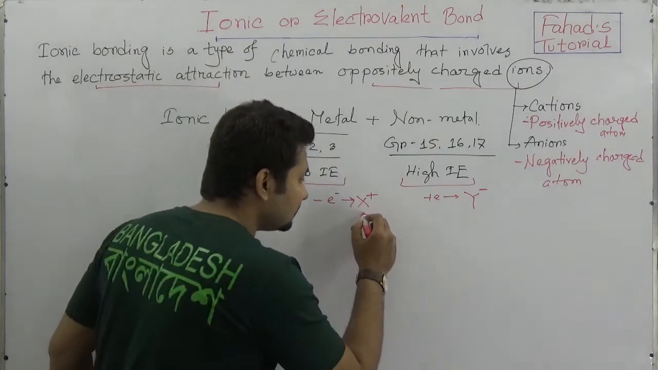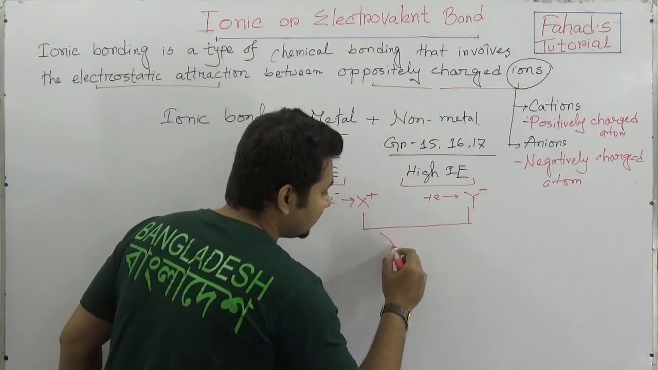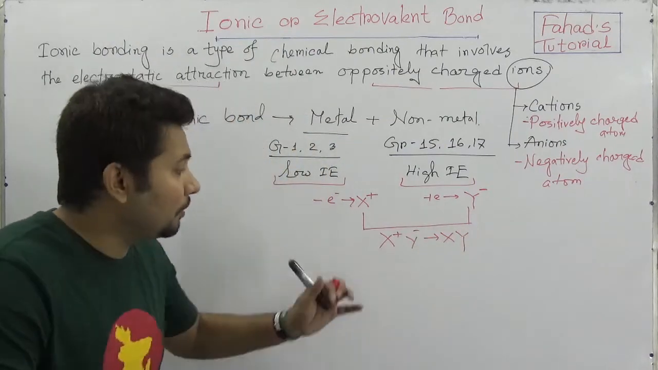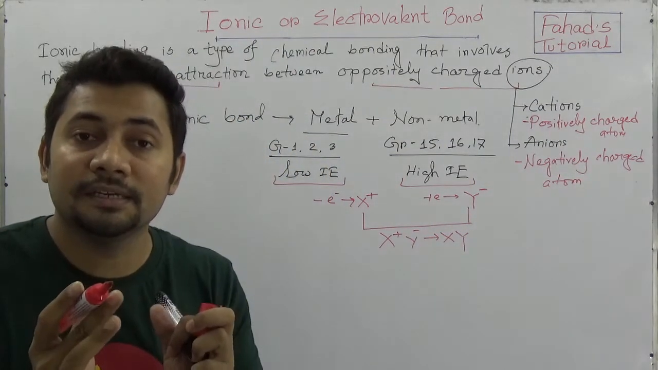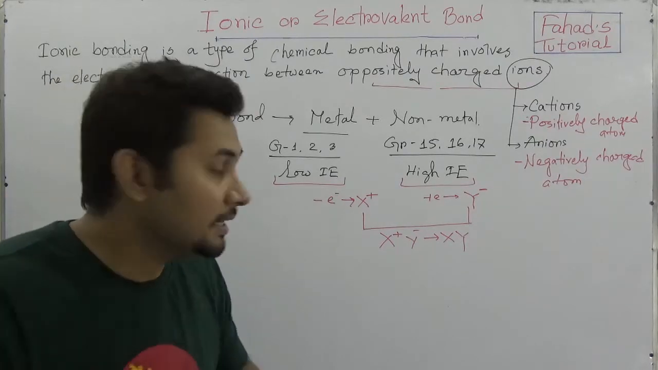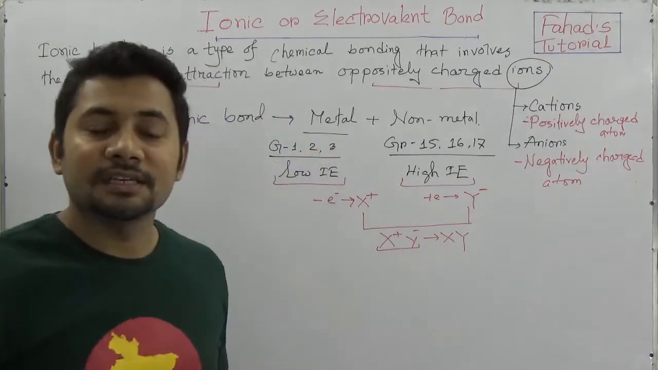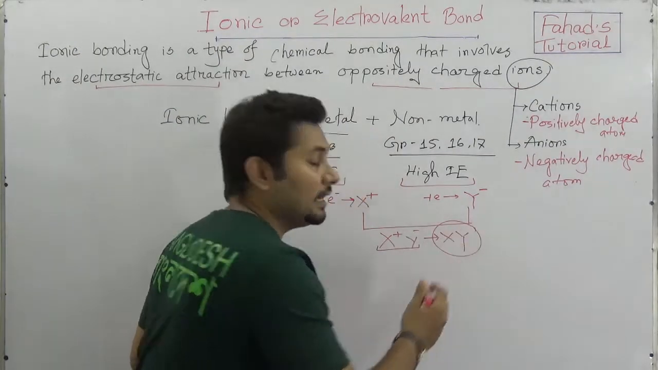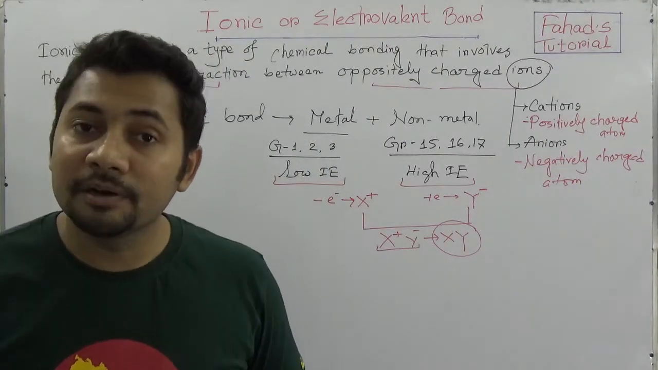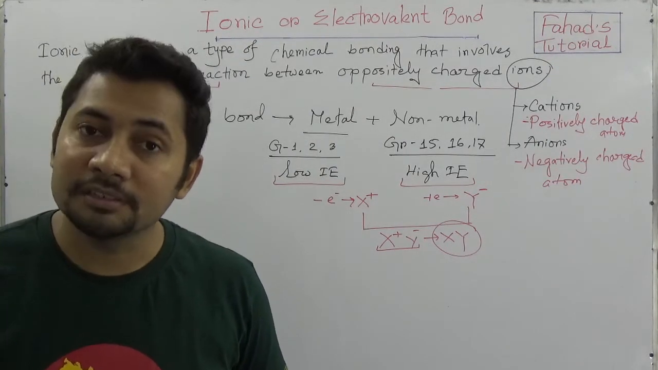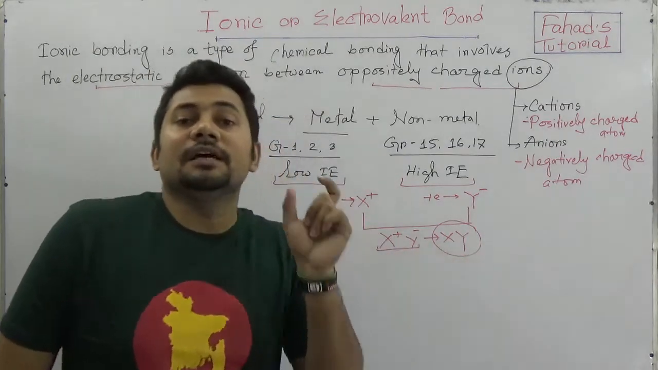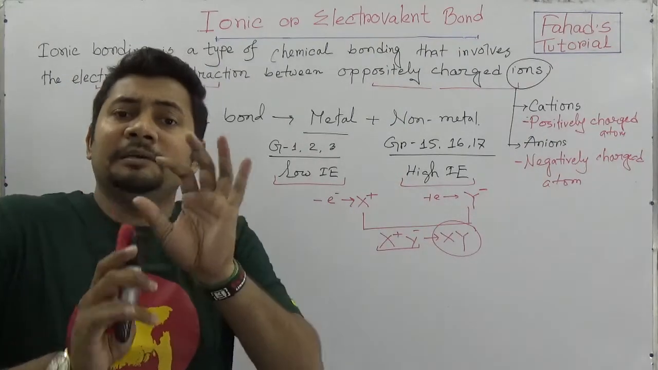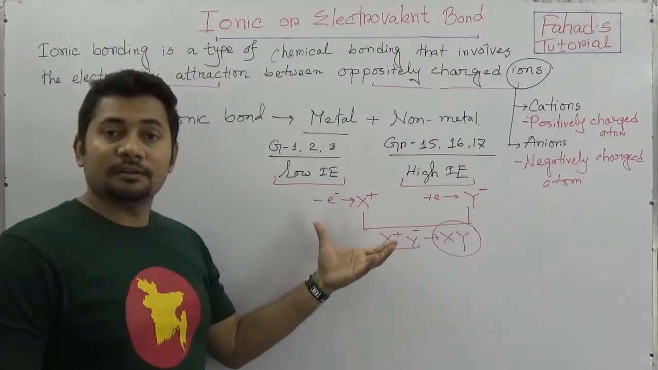And the attraction between these two, X and Y. When positively charged and negatively charged ions come together, there is an attraction force. It's called electrostatic force or Coulomb force, and this bond is called an ionic bond or electrovalent bond, and the compound is called an ionic compound or electrovalent compound. I hope you understand the very primary level explanation of ionic compounds.